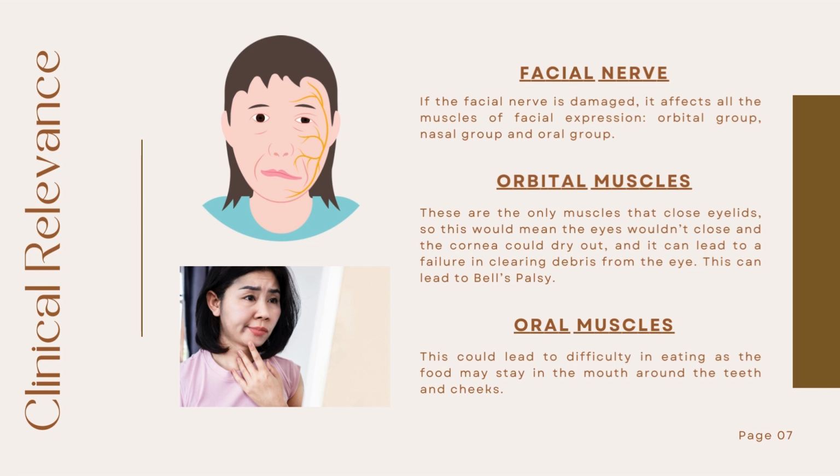And essentially, facial nerve damage can lead to Bell's palsy, which is seen in the image here. With regard to the oral muscles, damage to the facial nerve could lead to difficulty in eating because food may accumulate in the teeth and the cheeks, as we saw earlier, the buccinator is involved in this. And as I said, Bell's palsy, so it essentially means the side that's affected is drooping, and even when the person is smiling, their smile is going to be sagging, as we can see in these images.